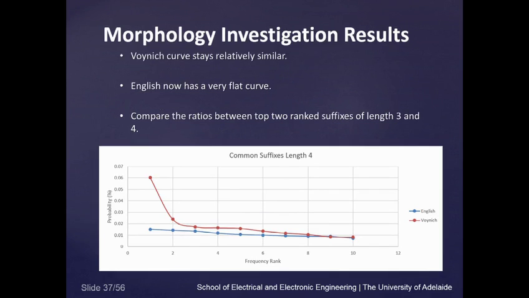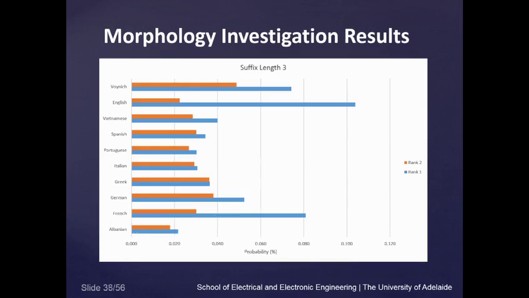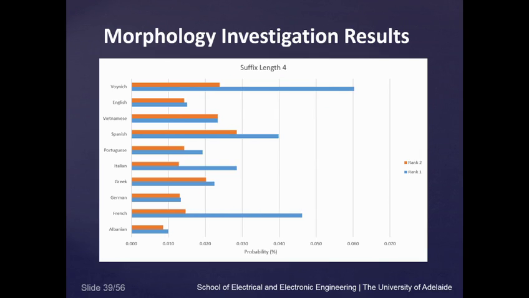Once we looked at a suffix length of 4, we see an even bigger difference, in that English becomes very linear, whereas the Voynich didn't really change here. By comparing these two particular differences of lengths 3 and 4, we could determine if the suffix lengths had a particular relationship with other languages. This is just a comparison for suffix length 3. An example of suffix length 4 here.